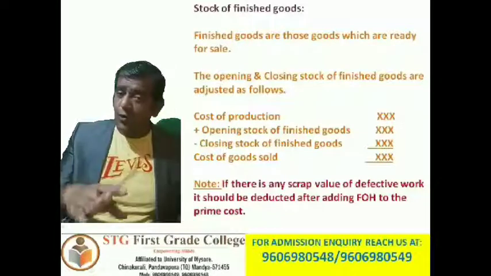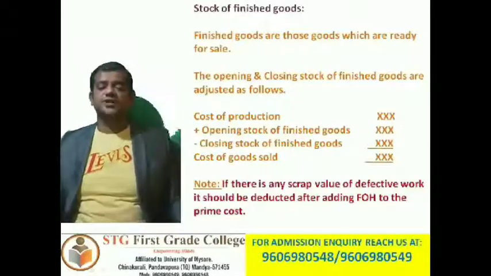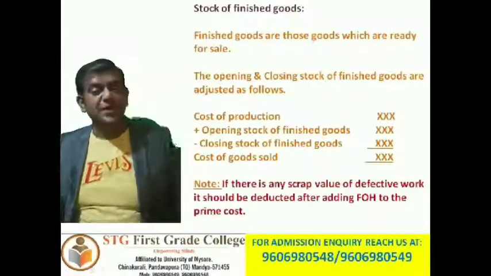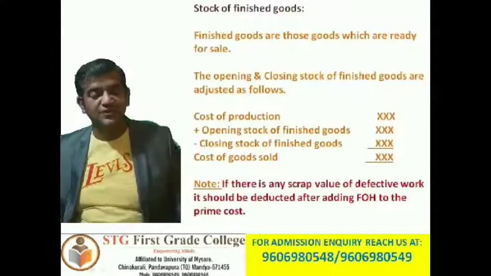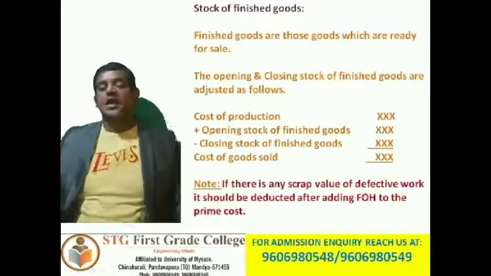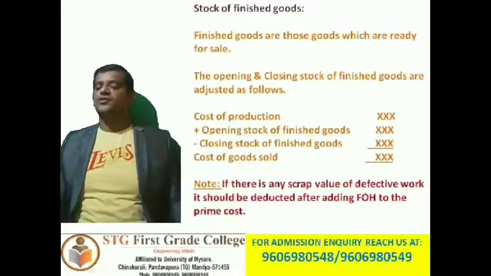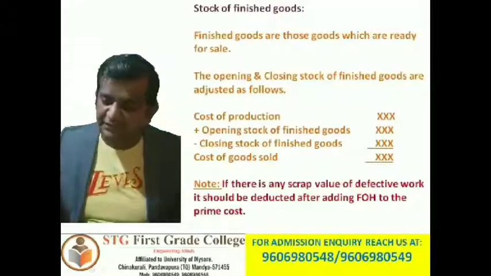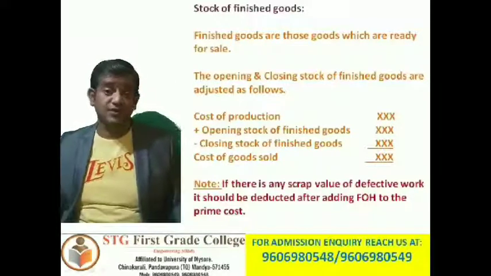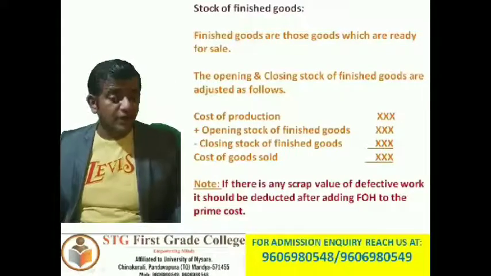When the opening and closing stock of finished goods are adjusted, we have to follow this. Once we get the cost of production, COP, add opening stock of finished goods, less closing stock of finished goods. Whatever difference we get, that is what we call the cost of goods sold.